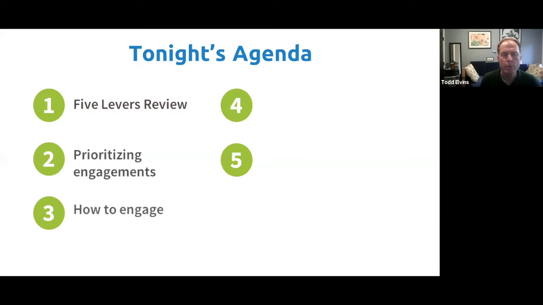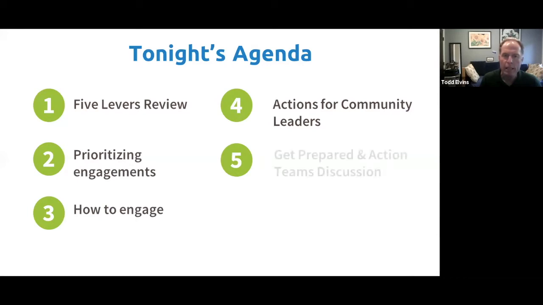So here's the agenda. We're going to start off with a real quick review of CCL's 5 levers of political will. Then we'll talk about identifying and prioritizing engagements. And then we'll talk about how you engage with the folks once you've figured out who they are. And then we'll talk about that notion of determining an action with a community leader and working with them to take the action. And then at the end, we're going to go over quickly some of CCL's online action teams.